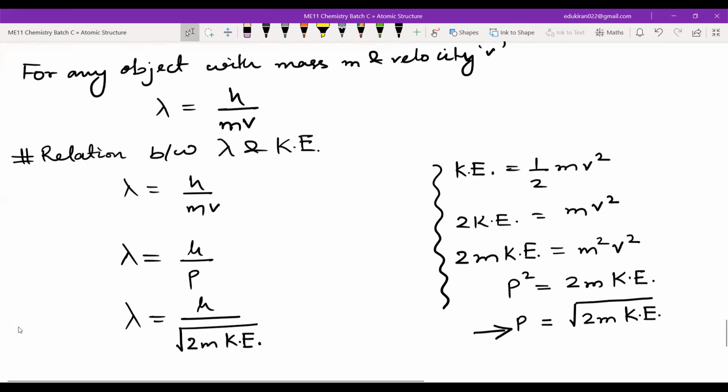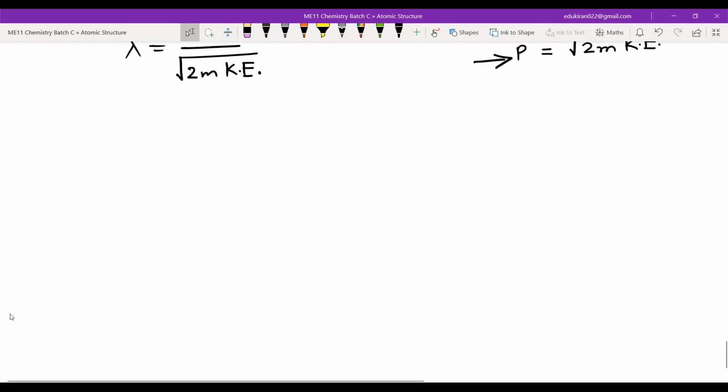Yes, sir. Now we will derive the Bohr postulate, that Bohr said that the angular momentum is the integral multiple of nh upon 2 pi, right? Whatever the angular momentum is, it is the integral multiple of h upon 2 pi. So we will derive that from De-Broglie's hypothesis.